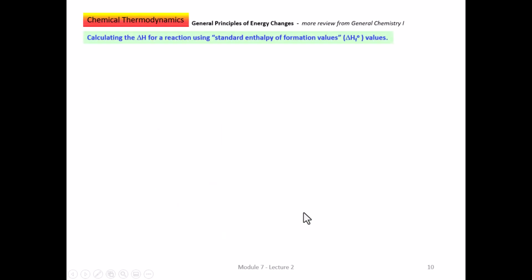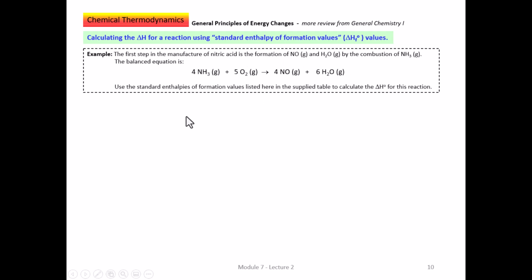So let's look at an example. The first step in the manufacture of nitric acid is the formation of NO gas and water from the combustion of ammonia. And the balanced equation for this is, of course, ammonia plus oxygen. That's a combustion reaction forming NO gas and water vapor. The balanced equation looks like this. And what we want to do here is use standard enthalpies of formation values listed in the supplied table here to calculate the overall standard enthalpy change for this reaction.